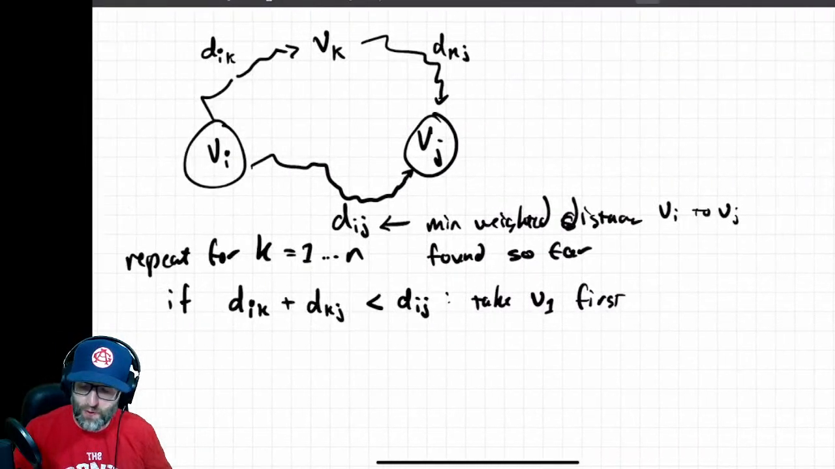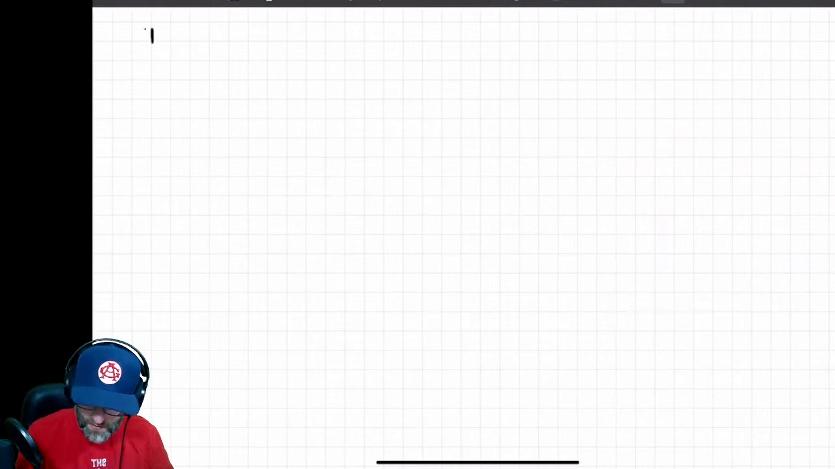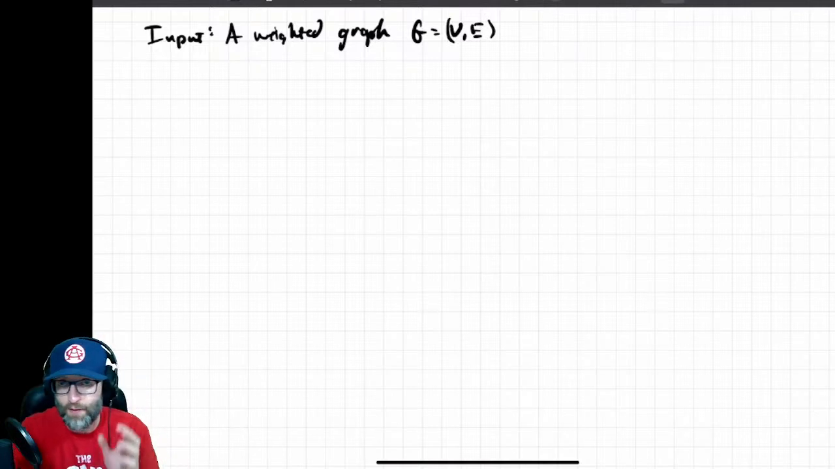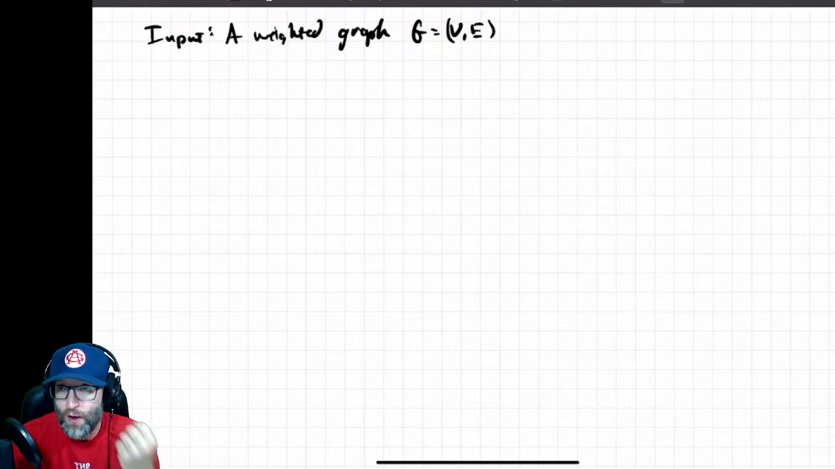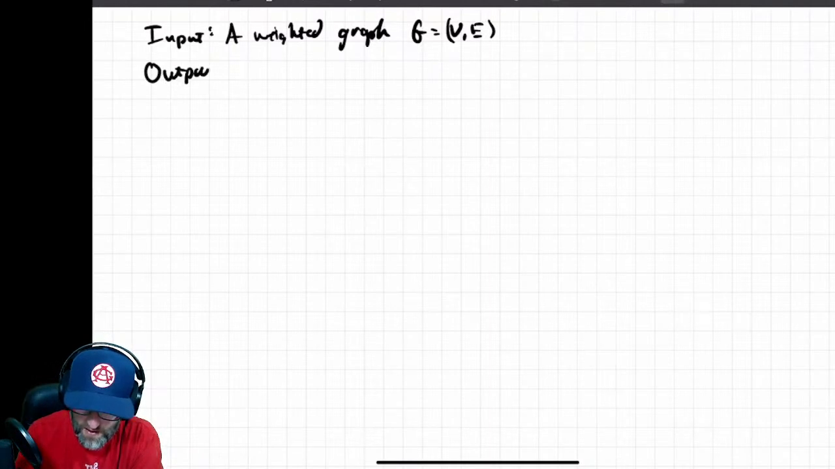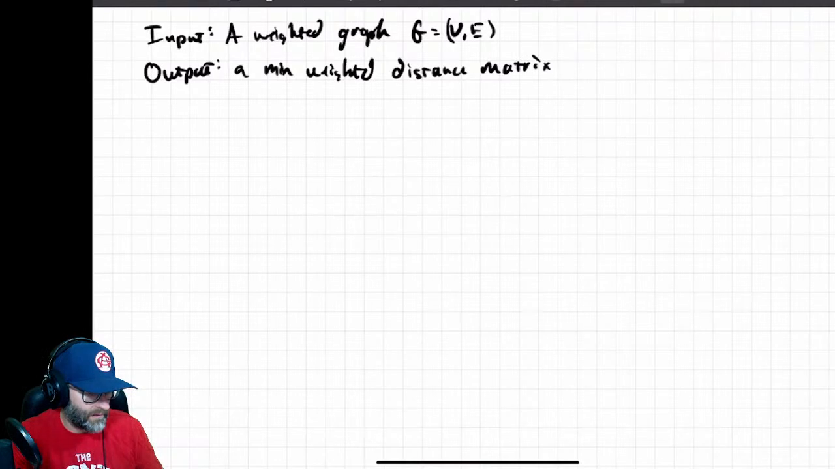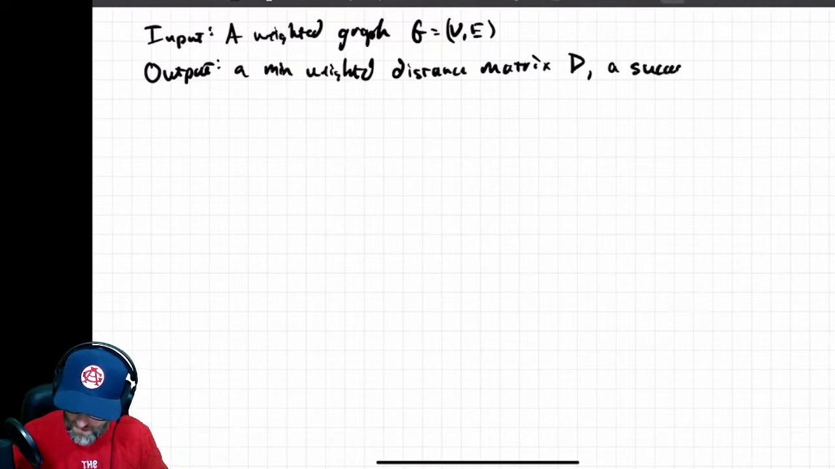That sets up a super, super simple pseudocode here. So here's my input. It's a weighted graph G equals V comma E. And I don't have a source vertex here again because it works for all pairs. I'm going to find the shortest path from any node to any other node. And my output here is going to be actually two matrices, a min weighted distance matrix, and let me see what I've labeled that. I think it's just going to be D. Yeah, D. And a successor matrix S.